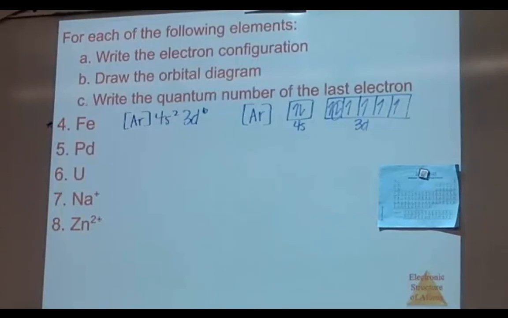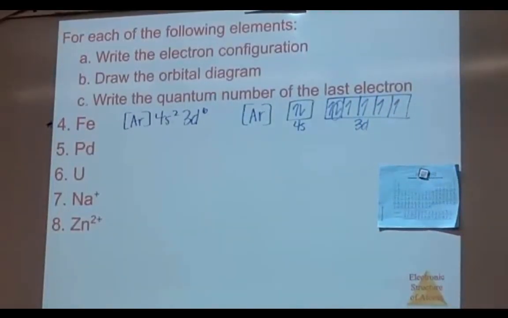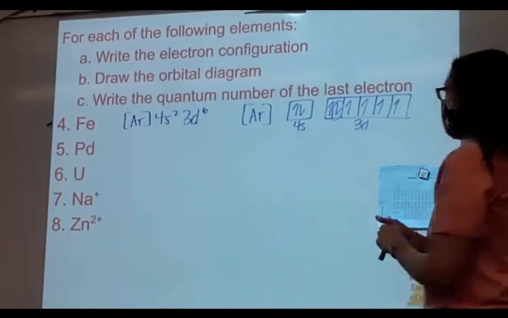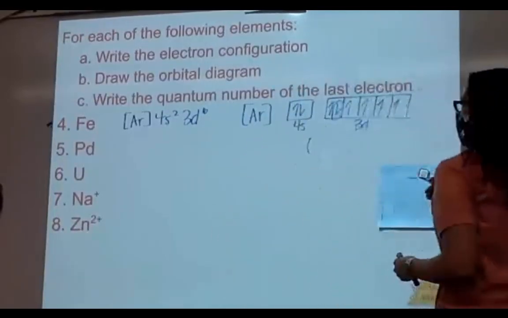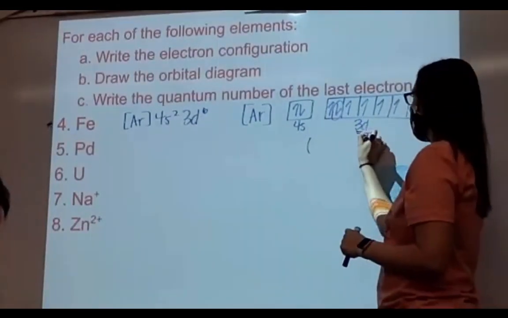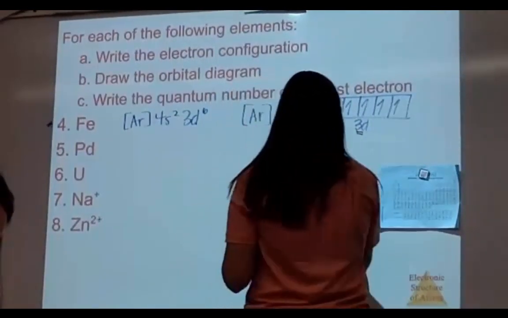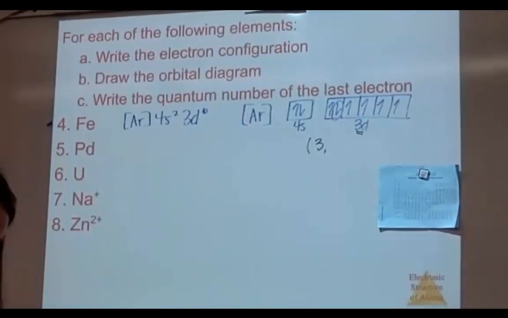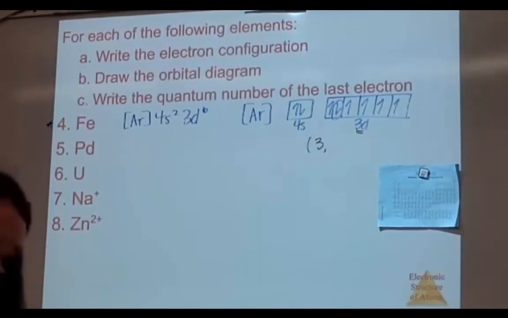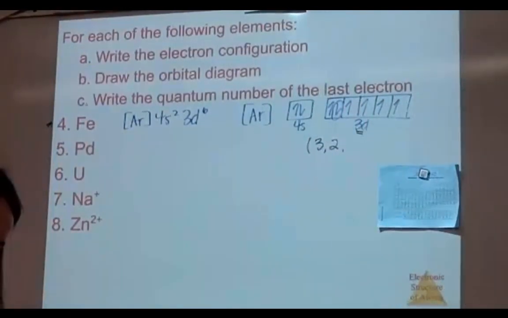Okay, so if you want to double check, I did the configuration and the orbital diagram. I circled the very last electron that I added, because for the quantum numbers, that's what we're doing. When we look at quantum numbers, it goes n, l, m sub l, m sub s. 3d tells us both n and l. So n is 3, and l starts at 0, 1, 2, right? s, p, d. So l is 2. l is always based on the sublevel.